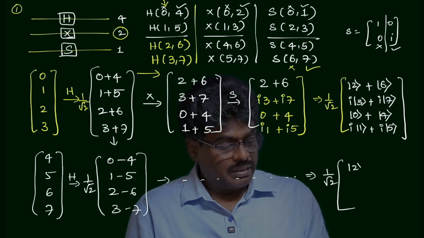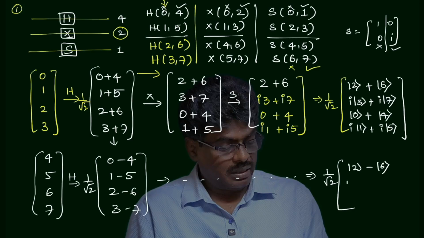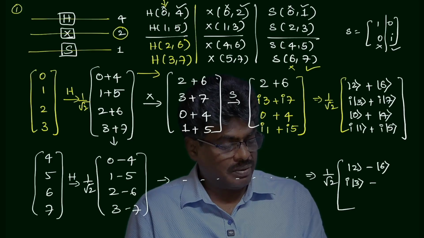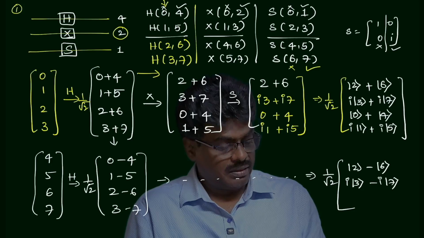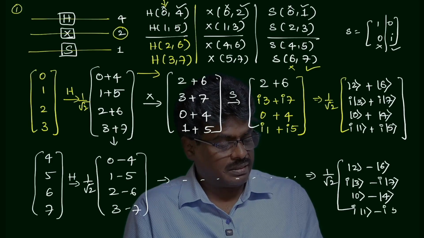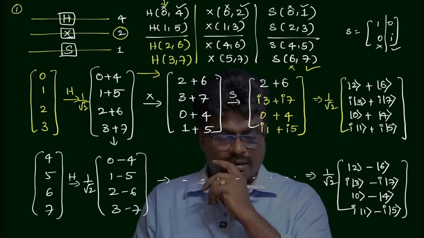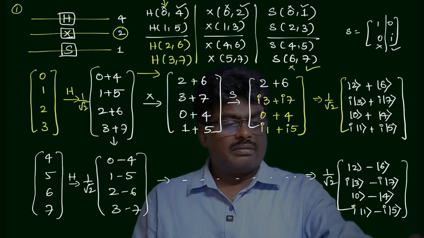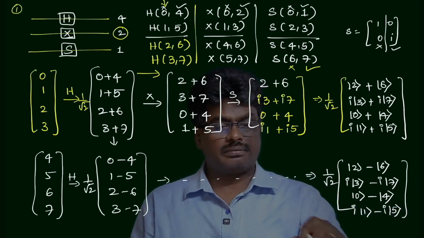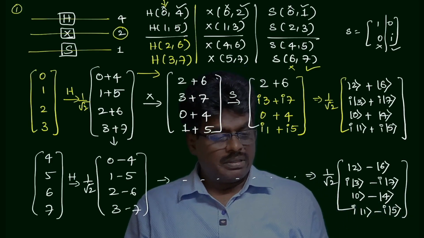So it's simply 2 minus 6, and this is i3, the middle one is minus i7, and this is 0 minus 4 and this is i1 minus i5. That's it. Okay, right? And now let us take some other examples. This time let us take a combination.